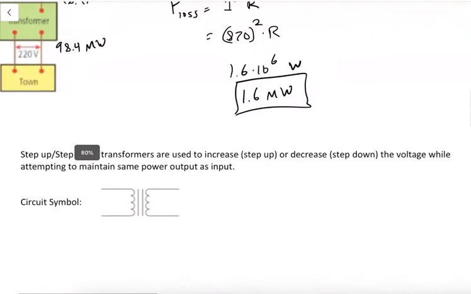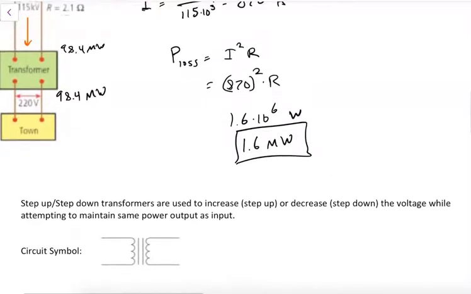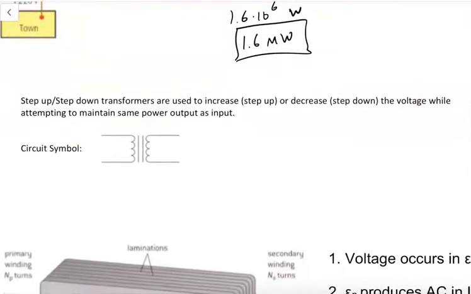So step up or step down transformers are used to increase or decrease the voltage while attempting to maintain the same power output as the input. And I do say that while attempting to maintain the same power output, because even though I've assumed these transformers above are ideal, we're going to eventually learn that there are issues in transformers and there's an efficiency inside the transformer itself. So the circuit symbol looks like this.